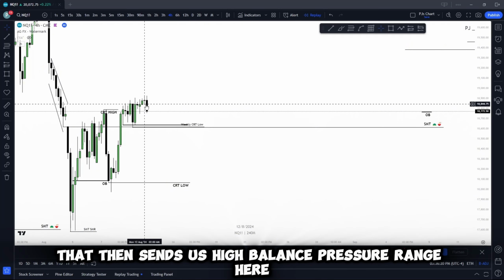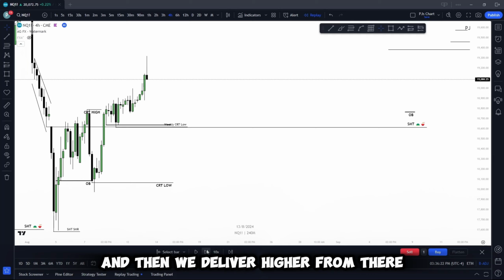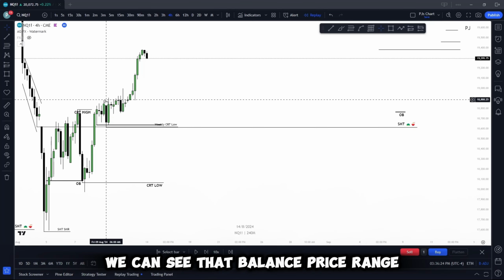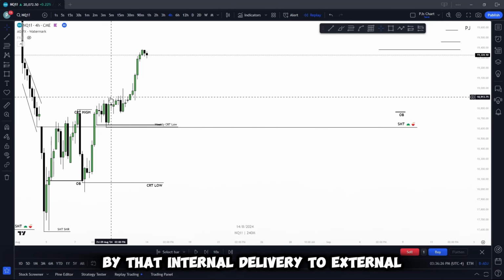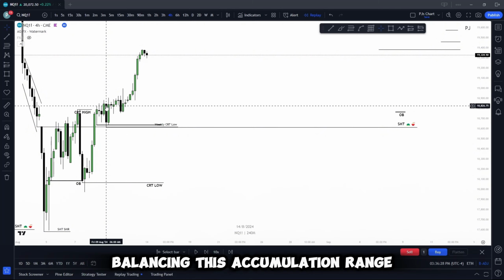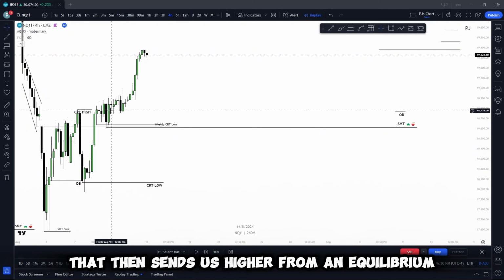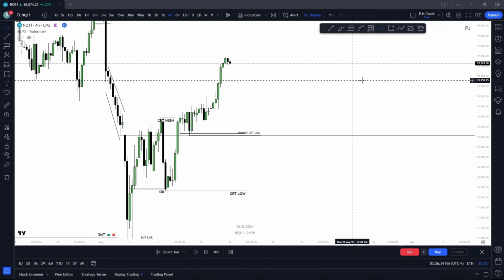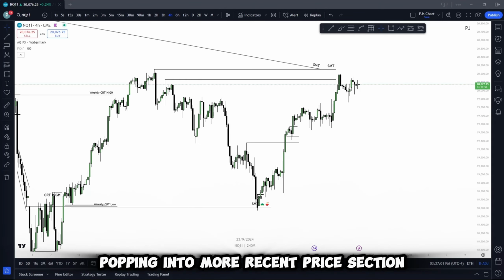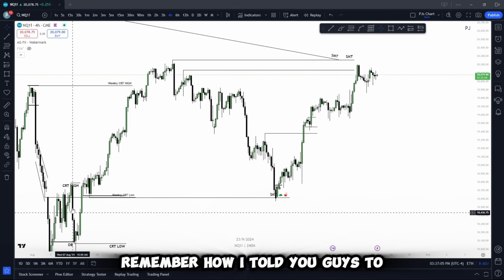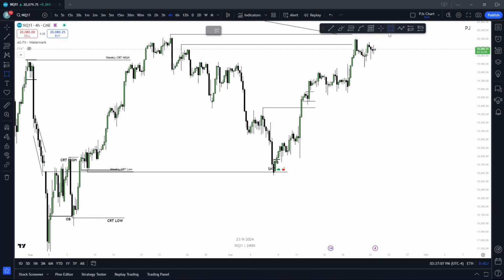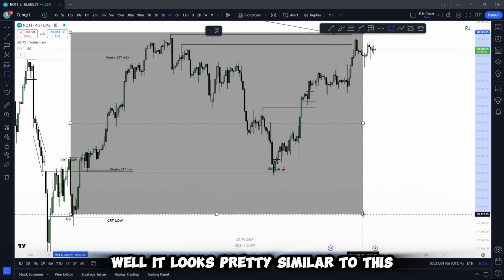Balance price range here, and then we deliver higher from there. We can see that balance price range by that internal delivery to external, balancing this accumulation range that then sends us higher from an equilibrium or OTE entry. Popping into more recent price action. Remember how I told you guys to remember this piece of price action? Well, it looks pretty similar to this.